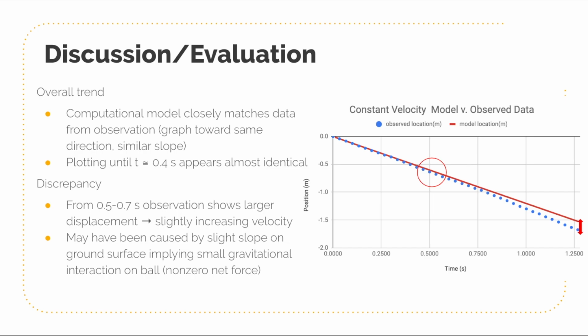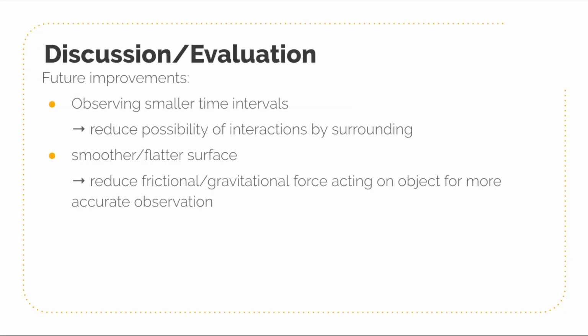In conclusion, the observation strongly holds up to Newton's first law, but shows a small discrepancy from the expected model due to environmental limitations of creating a completely non-interacting surrounding. In order to overcome these errors, a future experiment could be conducted using smaller time intervals by filming at 60 frames per second to reduce the extent of interactions of surroundings. An alternate rolling surface such as a smoother and flatter ground would also aid to minimize interactions by reducing friction onto the ball.